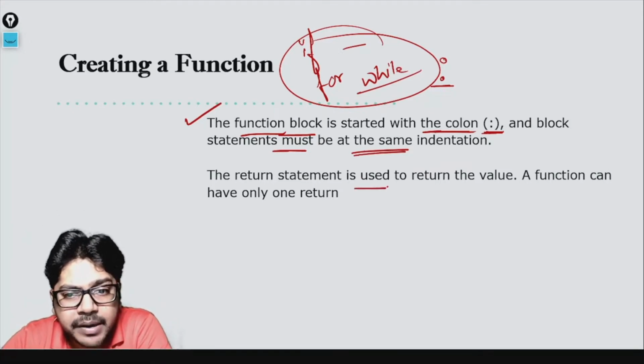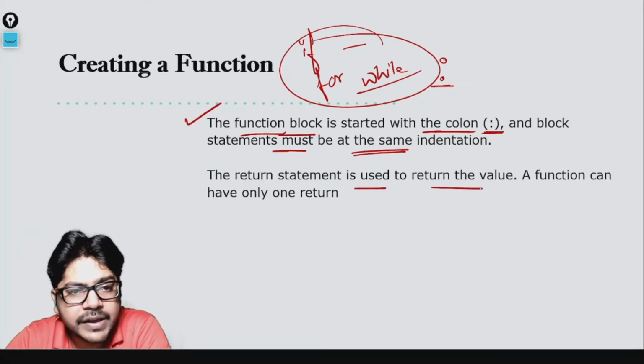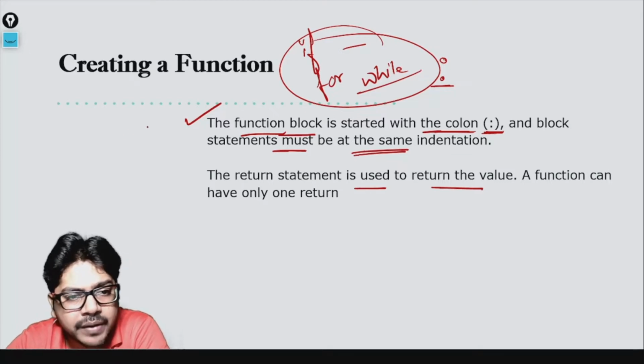Now the return statement is used to return the value. Whatever your function is returning, like we were talking about the sandwich maker. The sandwich maker was returning a sandwich to you, or the oven was returning a baked item to you. So that is the return value of a function.